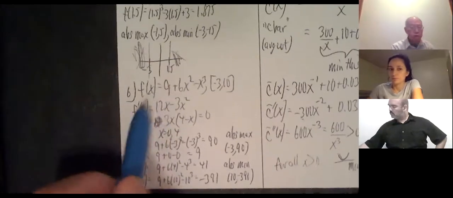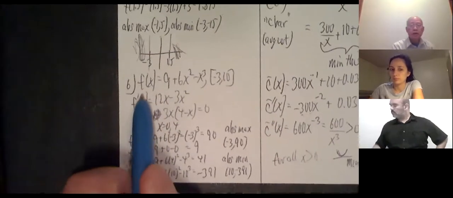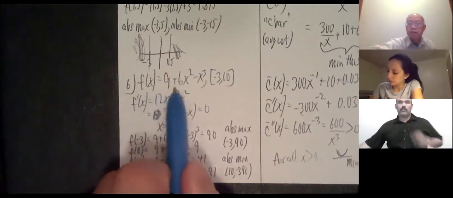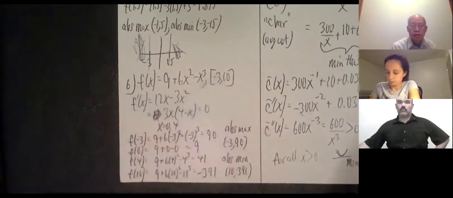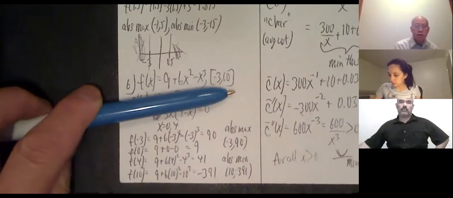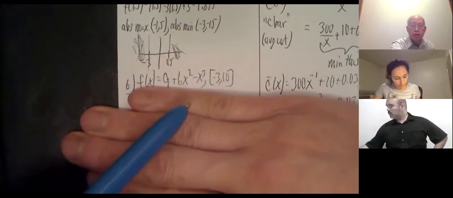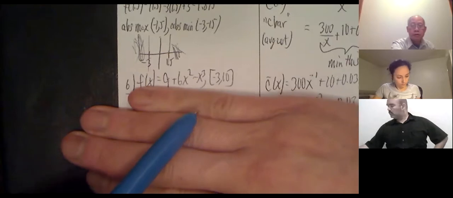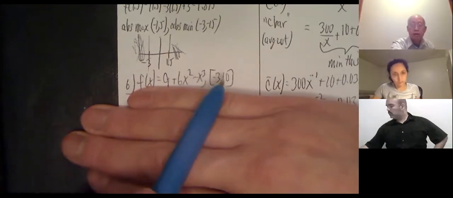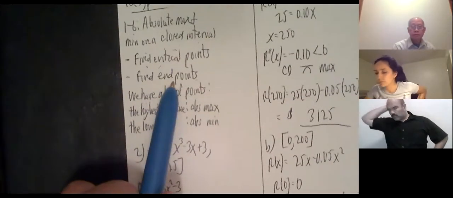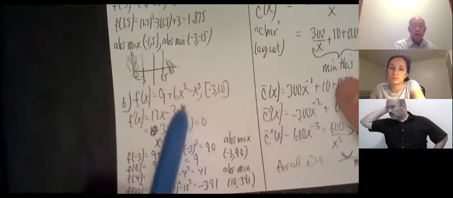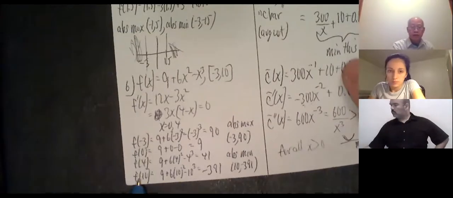All right, show you one more of those. Number 6, or more accurately, my number 6. f of x equals 9 plus 6x squared minus x cubed, and you're going from negative 3 to 10. So even at this stage of the game, let me cover this up for a moment. For sure, you have to plug in negative 3 and 10. You must plug in the endpoints. All right, so you can see I have negative 3 and 10 on my list.